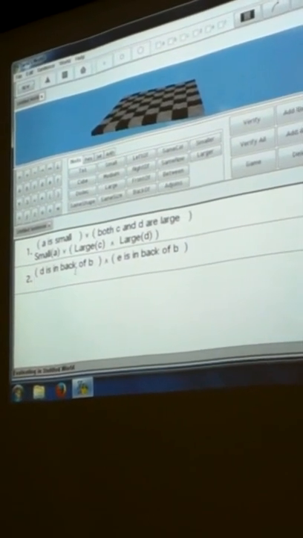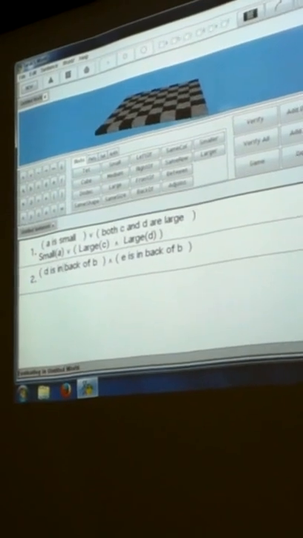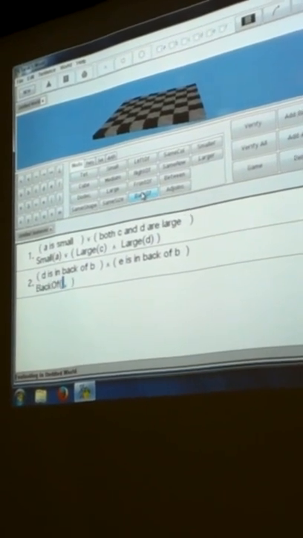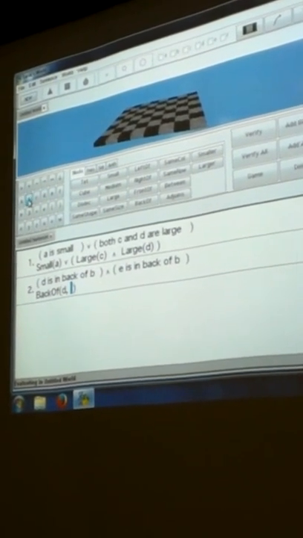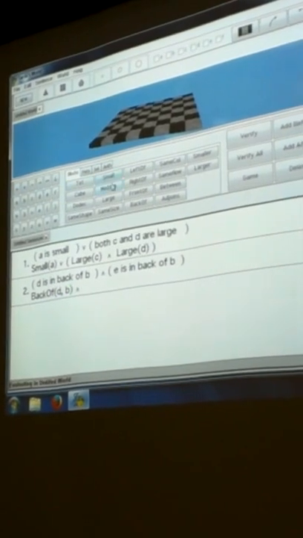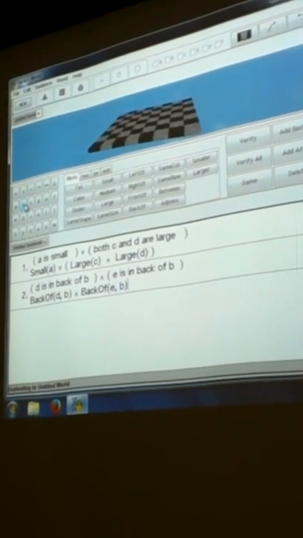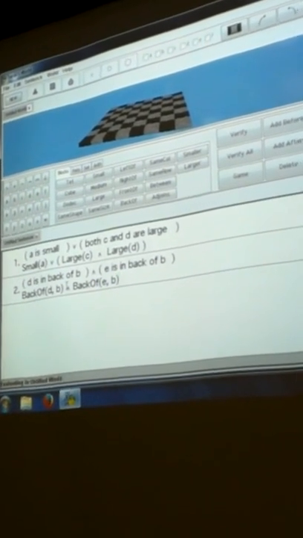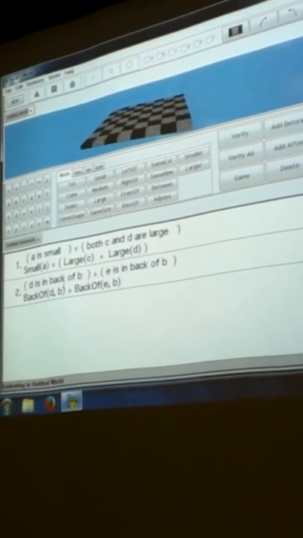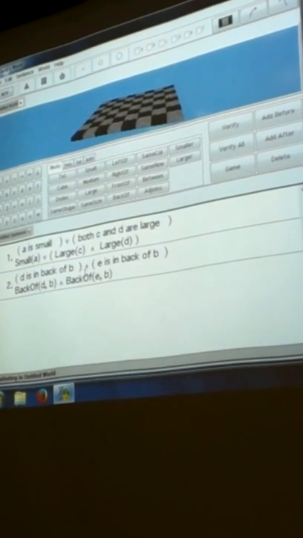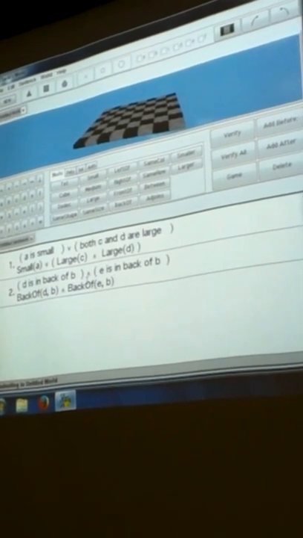D is in back of B. Any main connective there? No. Nope, so just back of B. And E is in back of B. And I dropped the parentheses because I don't need it in this case. But you could leave it there for safety, that's fine. I just dropped it for the sake of it looking cleaner, more elegant.